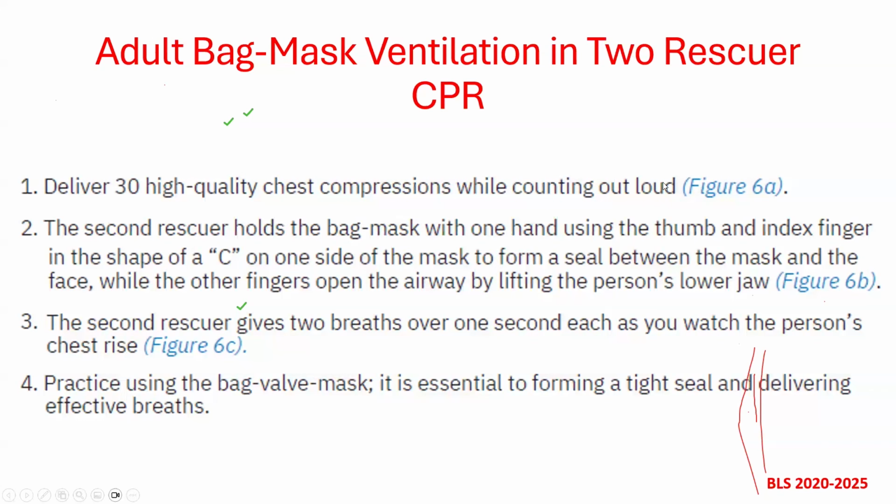Bag mask ventilation in two rescuer CPR. Deliver 30 high quality chest compressions while counting out loud. So when you do the chest compressions, whoever does it needs to count so that everybody knows. The second rescuer holds a bag mask with one hand using thumb and index finger in the shape of a C on one side of the mask to form a seal between the mask and the face, while the other fingers open the airway by lifting the person's lower jaw.